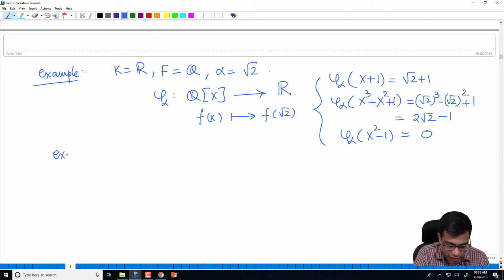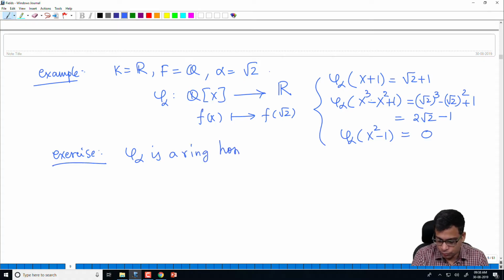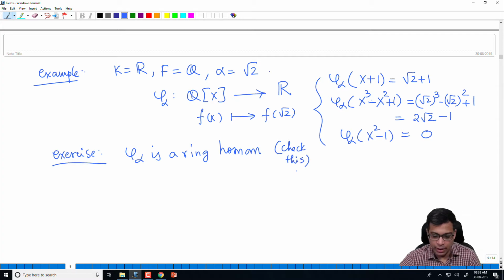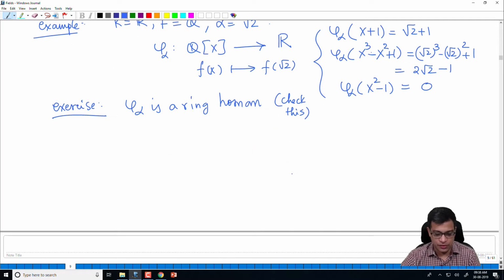It's not a difficult exercise at all to show that phi alpha is a ring homomorphism. When you take two polynomials f and g, and take f plus g and evaluate it at root 2, it will give you nothing other than f of root 2 plus g of root 2. Similarly, fg of root 2 is f of root 2 times g of root 2. I will leave this as an exercise for you. Check this. This is an easy calculation. So phi alpha is a ring homomorphism. We are interested in the kernel of this.